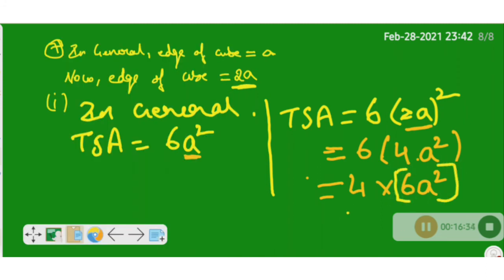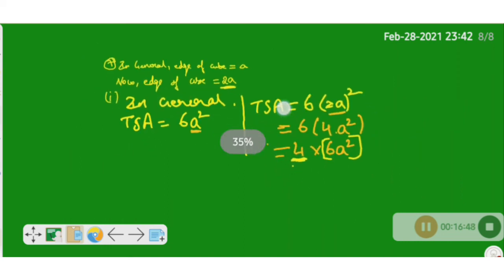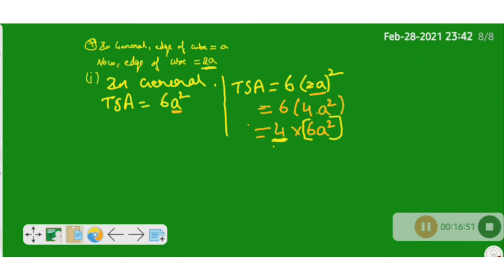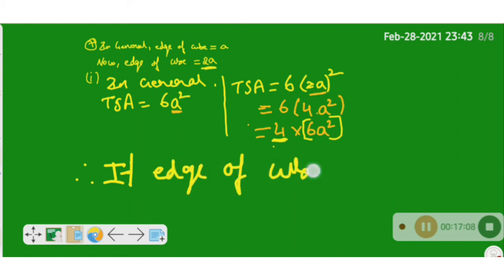Now you observe this 6a square which we got is nothing but the surface area in general, and how many times it increased? 4 times. 4 into 6a square we got means 4 into the total surface area in general. So from this we can say that the total surface area is increased by 4 times, right? Therefore, if the side is double, if the edge is double, TSA is increased by 4 times.